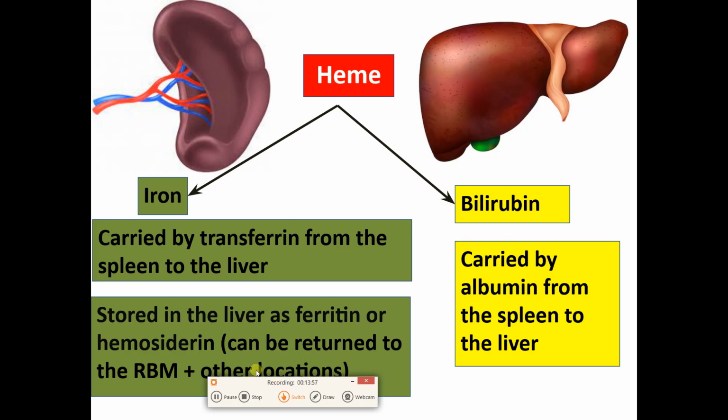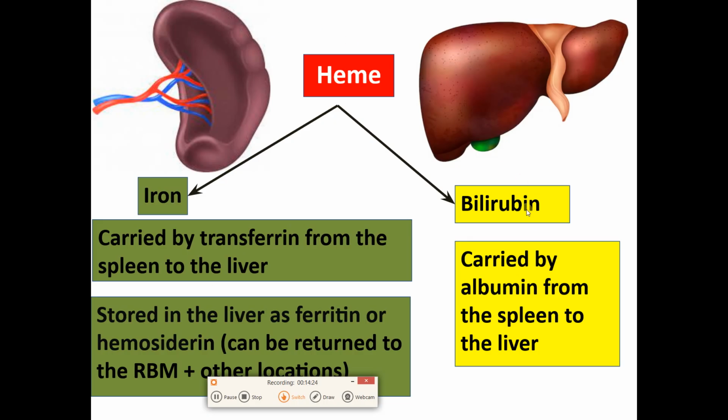The liver stores the iron as these 2 complexes, either called ferritin. Again, I like it because it's Fe. It's got that iron in it. Or hemosiderin. And the iron from ferritin and hemosiderin in the liver can then be sent back to the red bone marrow or to other locations wherever we need more iron.